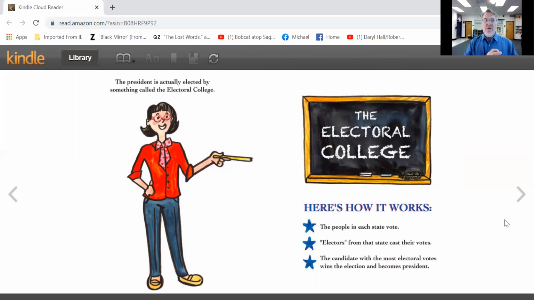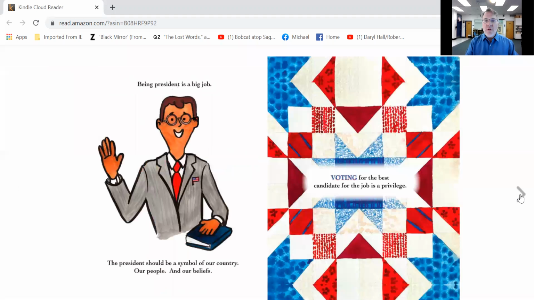So actually, when you vote for president in, say, Florida, Florida has a cast of electors for the Electoral College. Then they're the ones that actually cast the vote, and they follow what the people tell them to do.